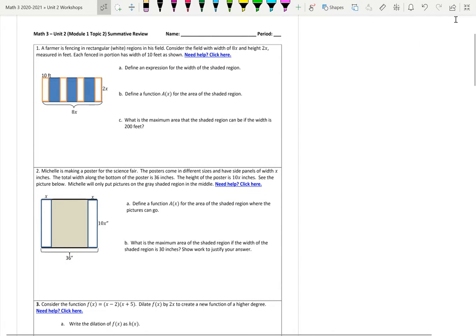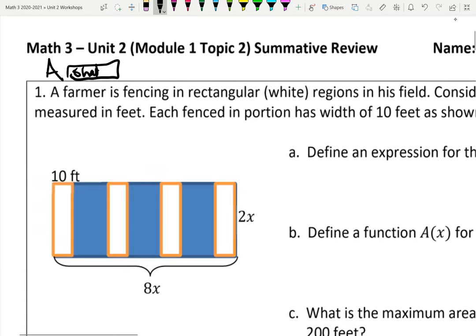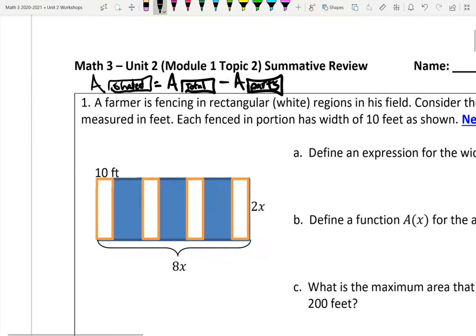All right, here is an area of a shaded region. Number 1 and number 2 are essentially the same type of problem. Now, what you're going to have to do is just remember that the solution is always going to be equal to the area of the shaded. Let me zoom in. It is going to be equal to the area of the total minus the area of the parts. So the area of the shaded region is the total, and we're going to take away the parts that we do not want in our calculation.